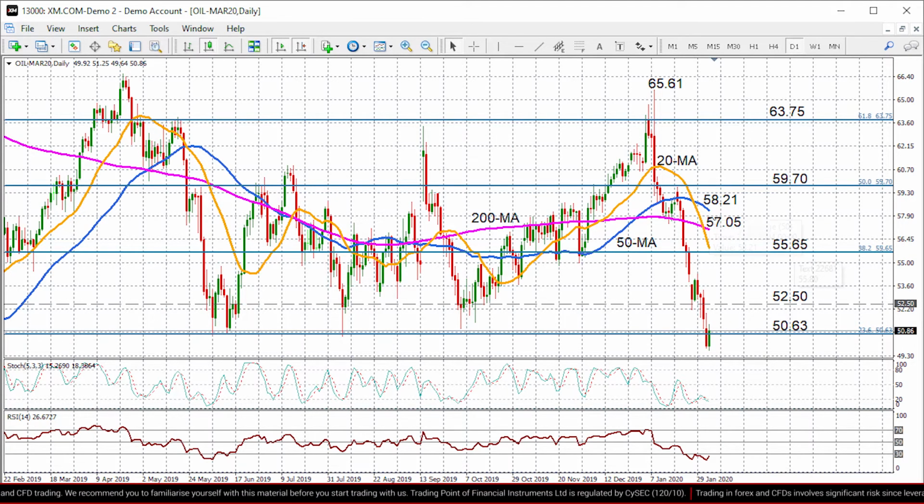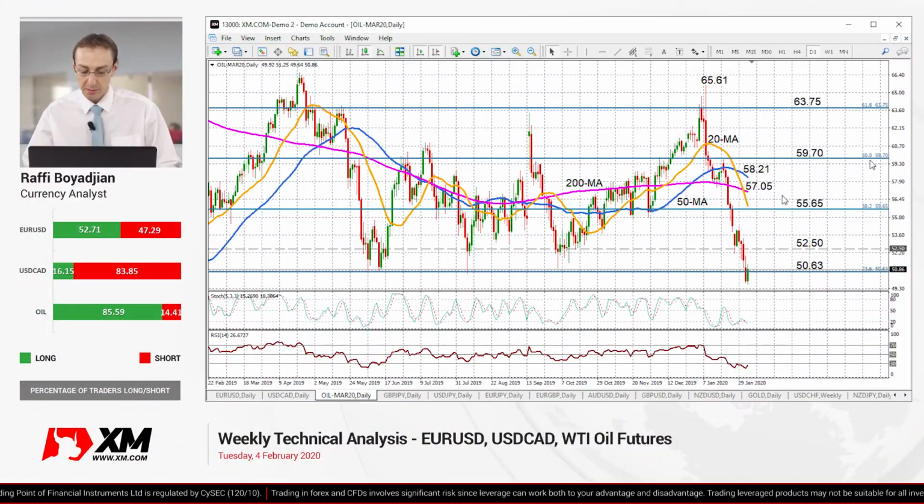Beyond that, though, it would be very difficult for oil prices to make much headway, because we've got the moving averages there followed by the 50% Fibonacci. So for now, it's not looking very likely to see resumption of that uptrend we had late last year, and so looking at the bigger picture, oil prices are likely to continue consolidating.